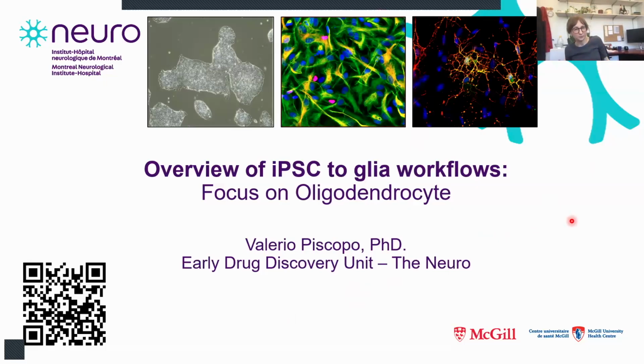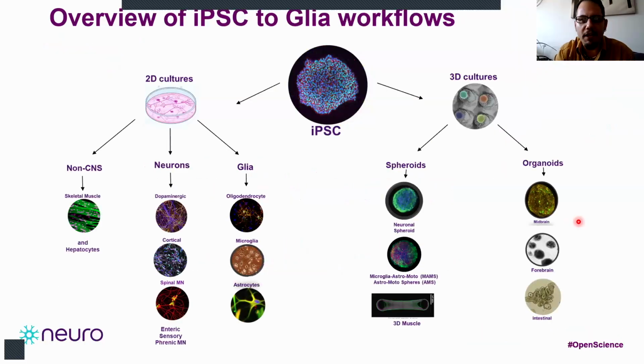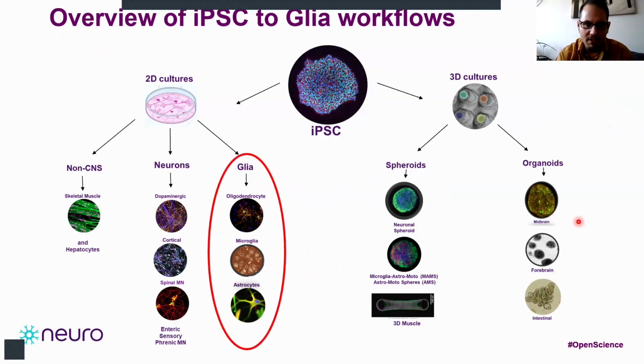Thank you for having me and for the opportunity to show our latest effort on the derivation of oligodendrocytes from iPSCs. I'm Valerio Piscopo. I work for the Early Drug Discovery Unit at the Neuro, and at EDDU, we work mainly on induced pluripotent stem cells that we utilize to model both in 2D and in 3D a number of different types of cells. I personally supervise works that have to do with glia, namely oligodendrocytes, microglia, and astrocytes.